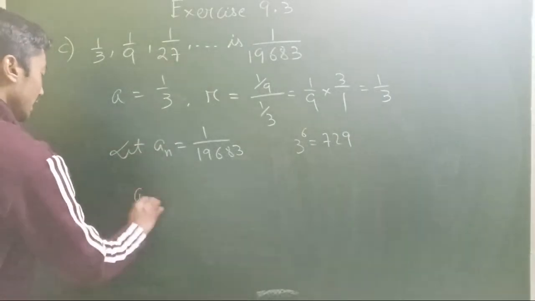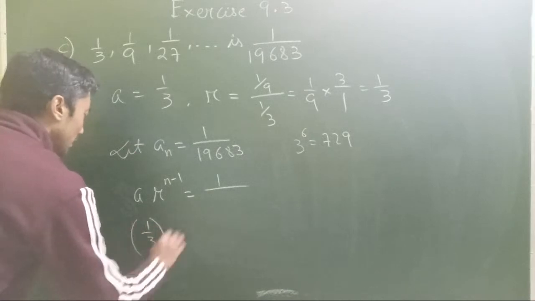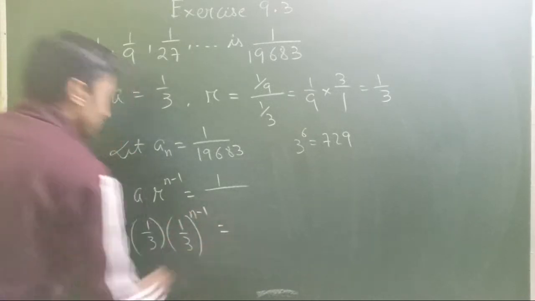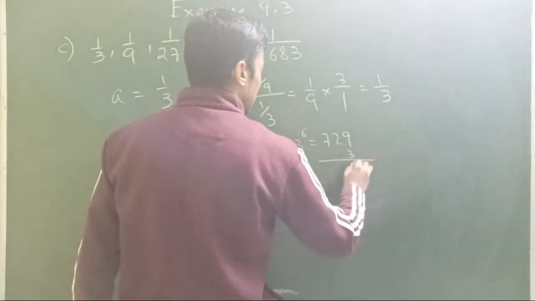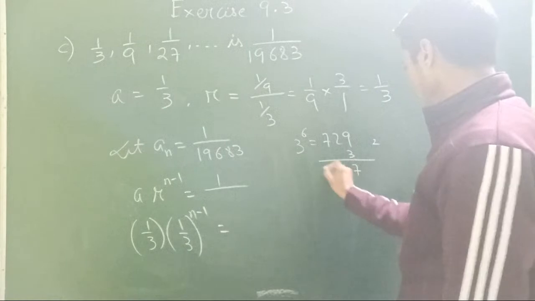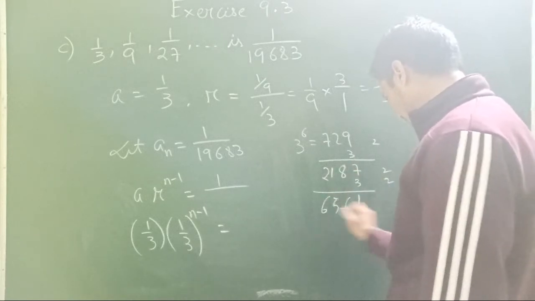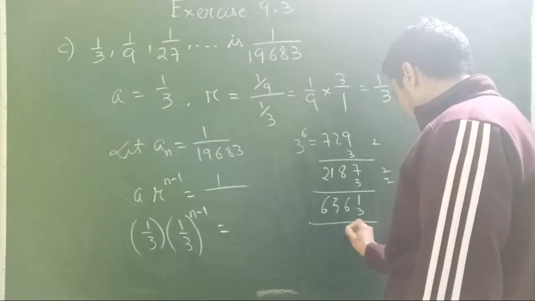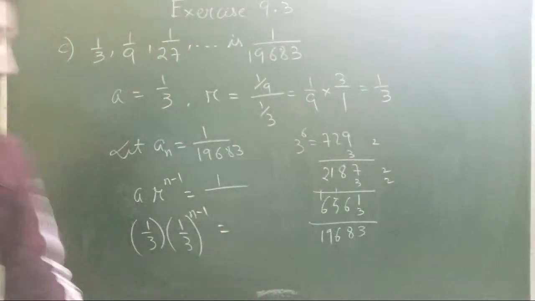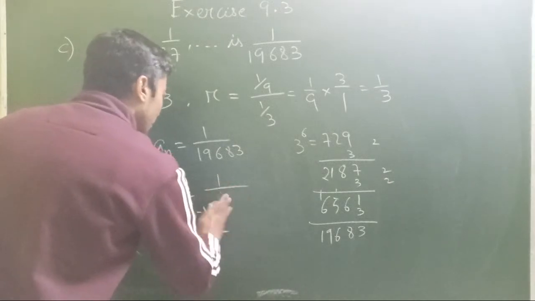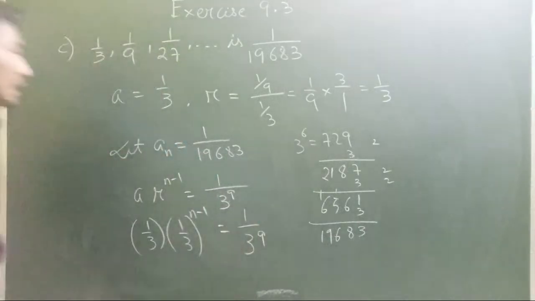A into r power n minus 1 would be equal to this one. A is 1 by 3, r is also 1 by 3, power n minus 1, and most probably 19683 is also a power of 3 only. Let's try. 3 times 6 is 18, 2 left; another time, 21, 2 left, 24, 26, 2 left, 3, 1, 3, 4, 5, 3, 2, 6. One more time, 3, 18, 1, 16, 1 left, 19, 19683. So exactly as expected, this is 1 by 3 power 9.